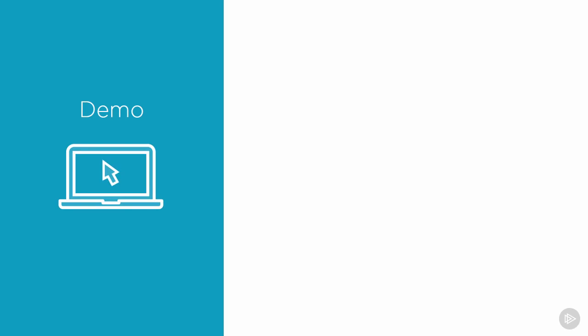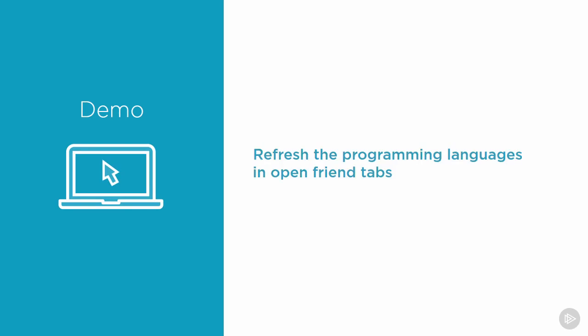In this demonstration, you learn how to refresh the programming languages in Open Friend tabs by using Prism's event aggregator. Let's switch to Visual Studio.